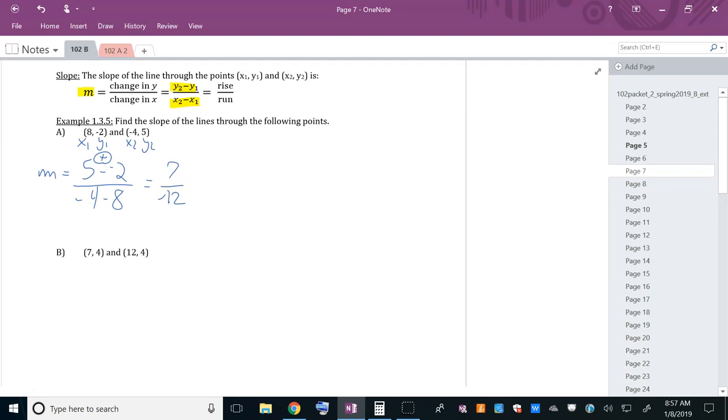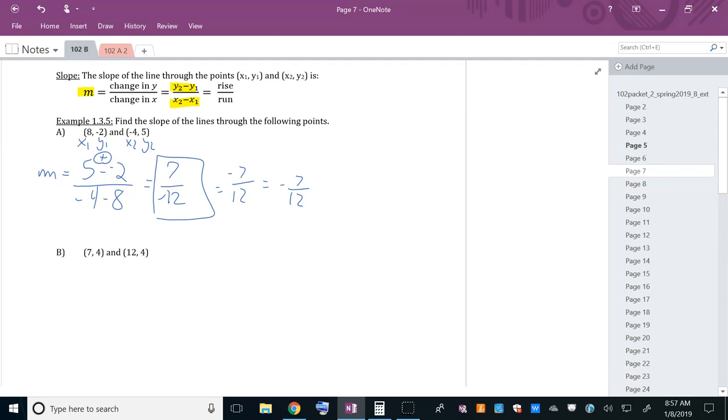Sometimes we can reduce, sometimes we can't. Here, we really can't reduce that. So that is our final answer. Generally though, we put the negative either on the top or out in front. We try not to put it in the bottom, just because it looks a little bit messy.